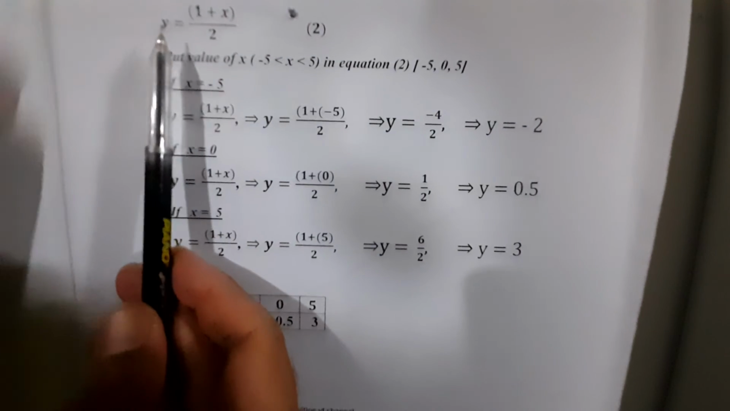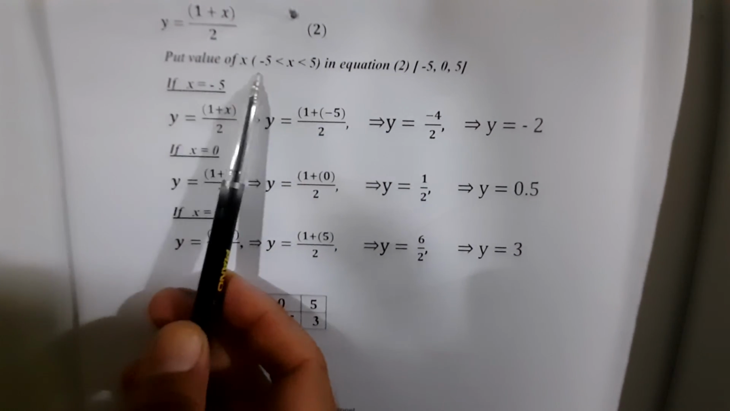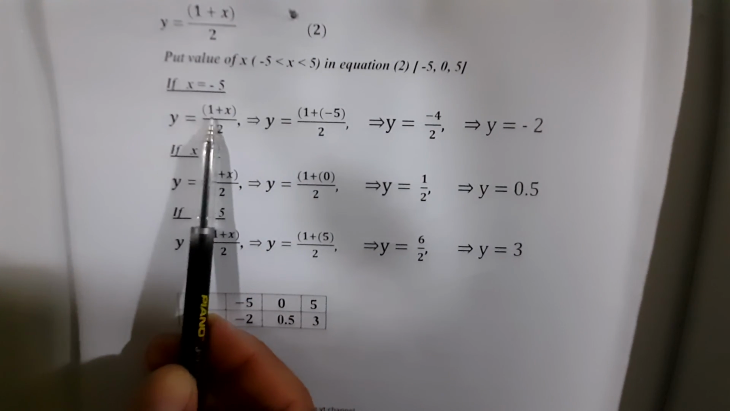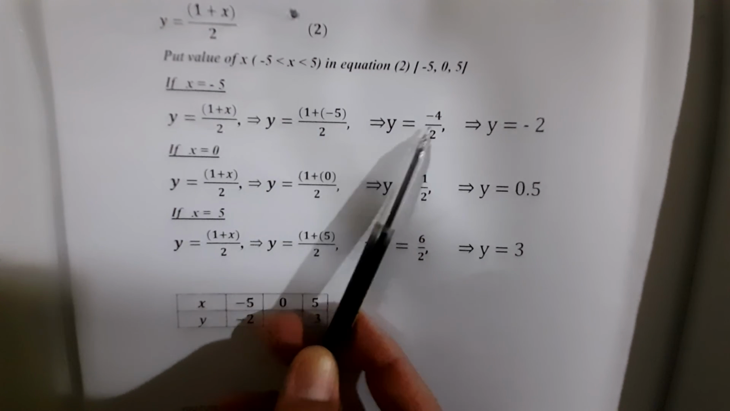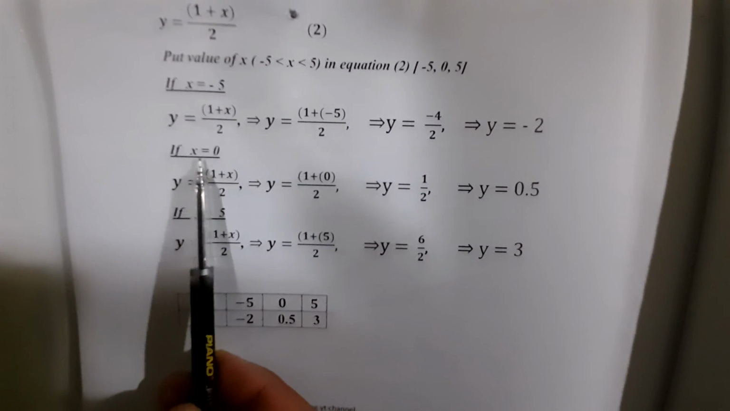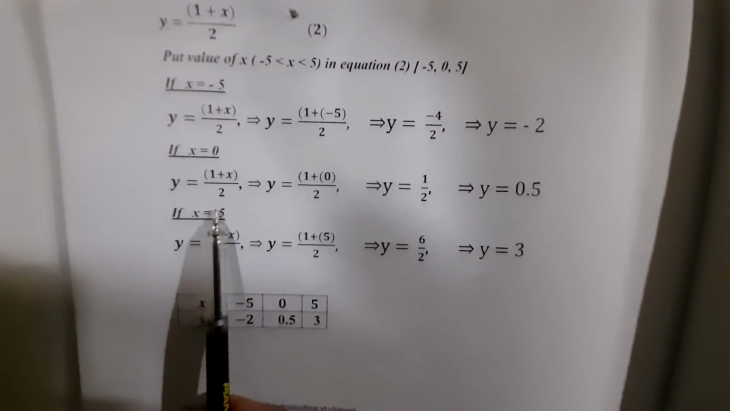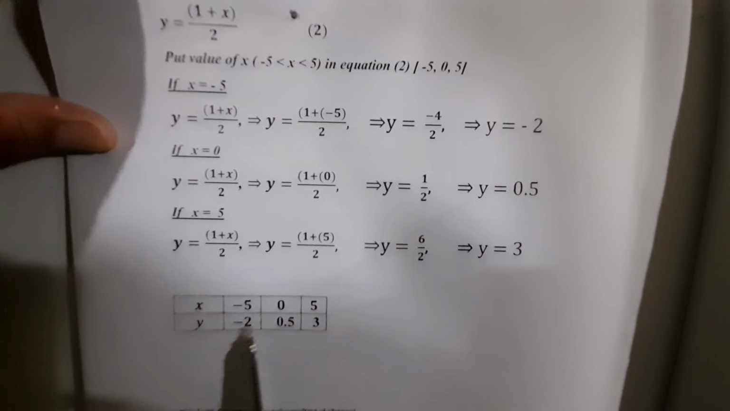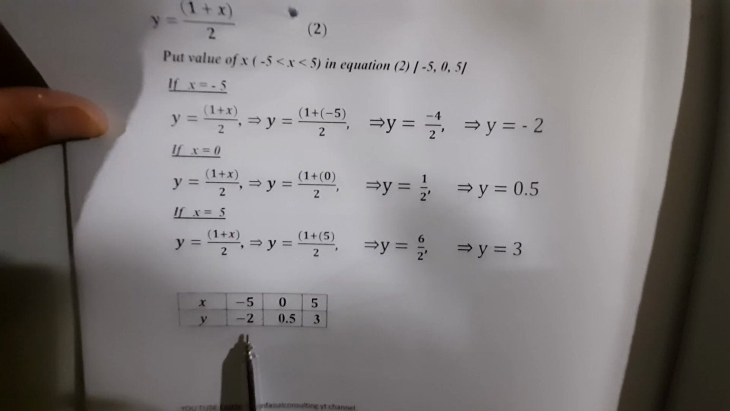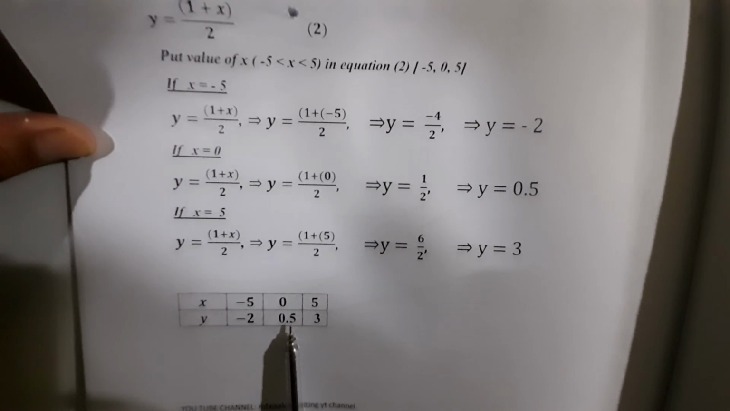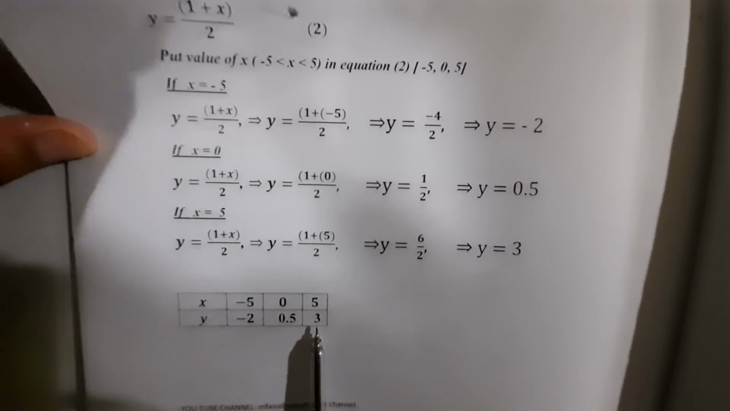So now on the second equation, y is equal to 1 plus x divided by 2. X was minus 5, so 1 minus 5 divided by 2, minus 4 divided by 2, y was minus 2. X was 0, y will become 1 by 2, or y becomes 0.5. X was 5, 1 plus 5 by 2, 6 by 2, y is equal to 3. So x minus 5, y minus 2; x 0, y 0.5; x 5, y 3.